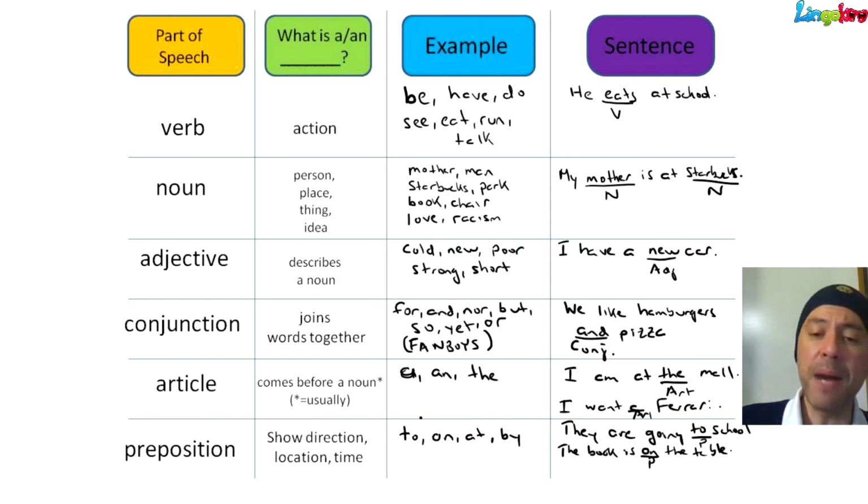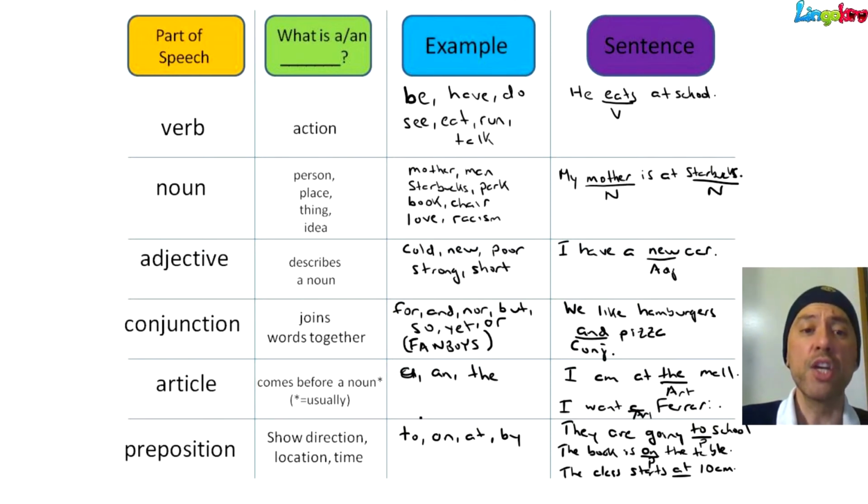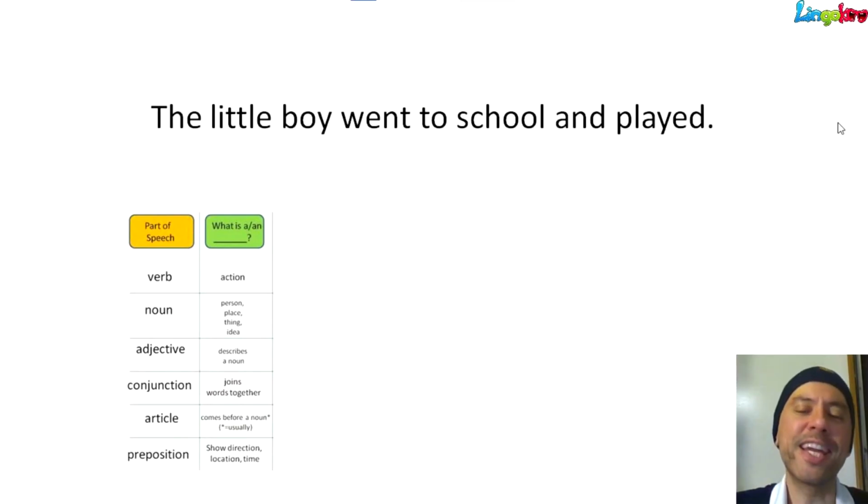Okay? I could write, the class starts at 10 a.m. Okay? And so here the preposition is at, and this is a preposition of time. Okay? It's telling me at what time my class is starting. All right, so that is a quick review of verbs, nouns, adjectives, conjunctions, articles, and prepositions. Let's now look at an example.